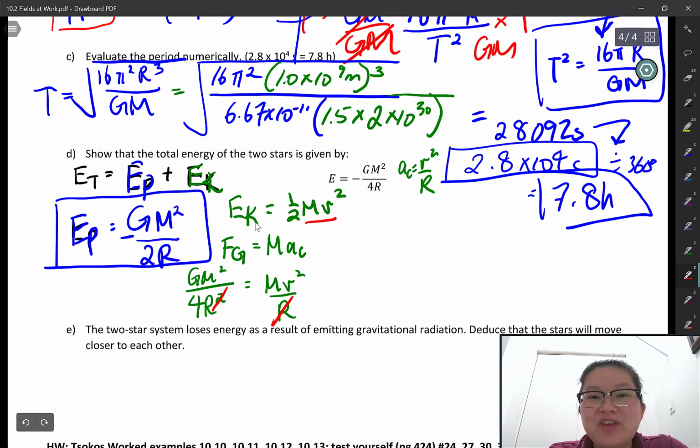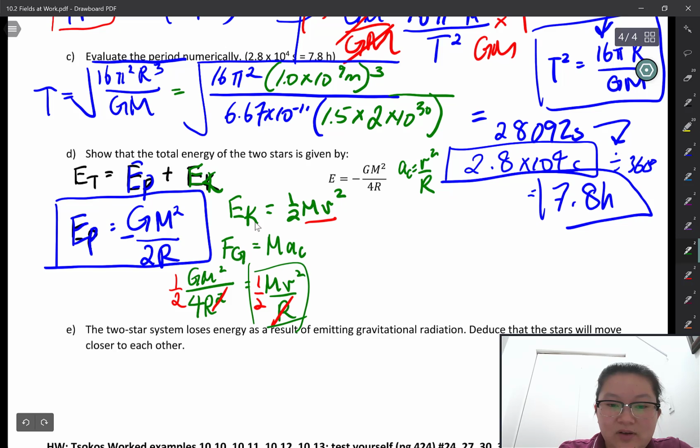If I have mv squared already, and I multiply both sides of my equation by 1/2, this other side is going to look like my kinetic energy. Because this is kinetic energy, we know this is kinetic energy. That means this side must also be kinetic energy as well.